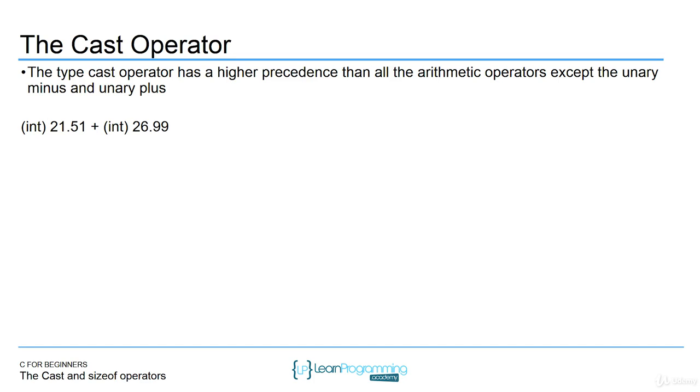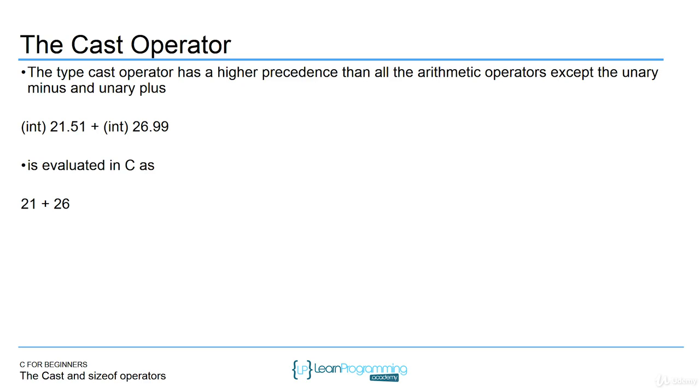So here, for example, we have the number 21.51, and we have the cast operator, because it's in parentheses and it has a type. What we're saying is, take 21.51 and convert it to an int. If you take a floating point number and convert it to an int, it just becomes the whole number, 21. On the right-hand side it's converting 26.99 to an int. So if you did this expression in a statement, it would evaluate as 21 plus 26. It would truncate the data from 0.51 to a whole number, and the same with 0.99.